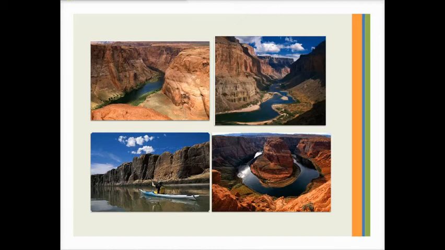Now, many smaller rivers flow into the Colorado River. Rivers that join other rivers are called tributaries, and each tributary adds water and soil called silt to the Colorado River. Now, this silt is what gives the river its reddish-brown color that you see here.